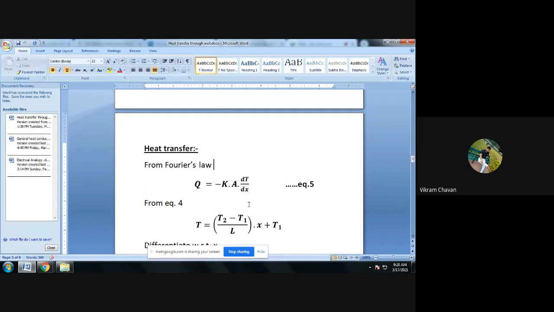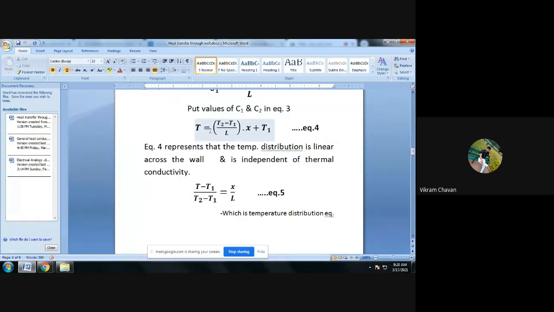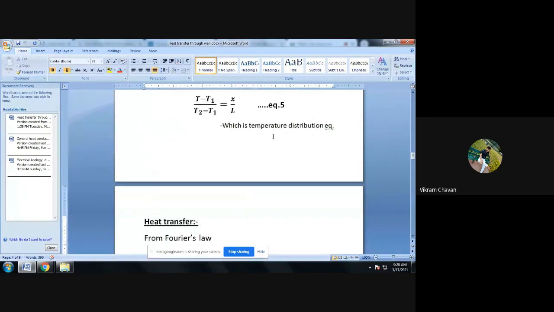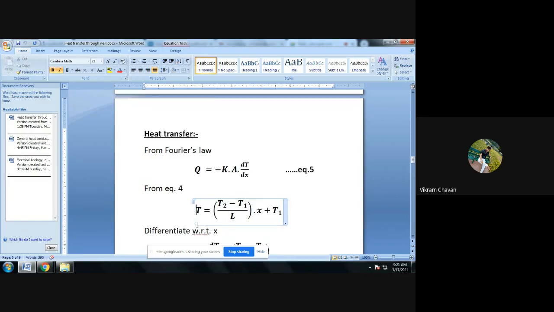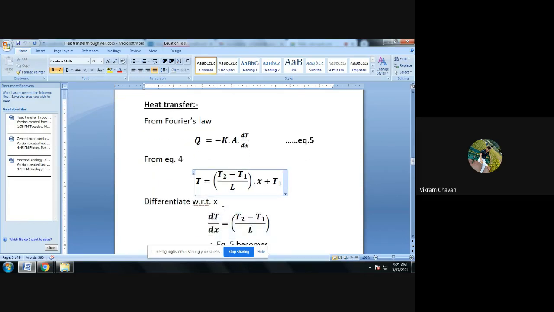So our equation number 4, which we have just discussed: T is equal to (T2 - T1) divided by L multiplied by x plus T1. This equation, once again, we have to consider here. To find out the value of dT divided by dx, we have to differentiate this equation with respect to x.